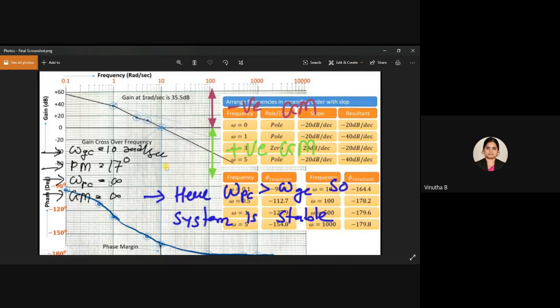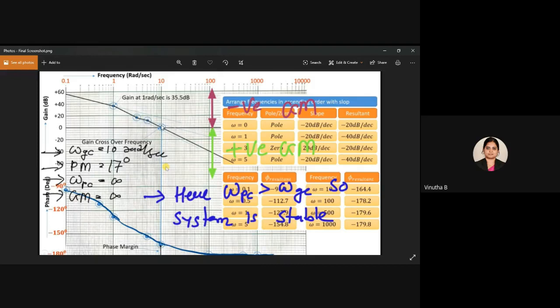When this becomes infinity, then we can say that from omega GC, when you draw a line here, you can find out the phase margin. But omega PC we cannot locate because it is just infinity. When this is infinity, the corresponding point will be the gain margin, which will also be infinity.